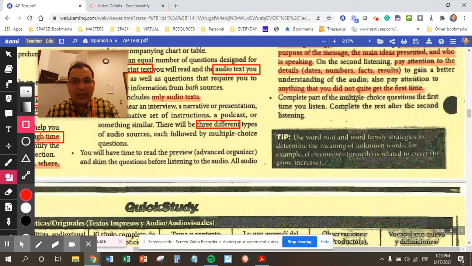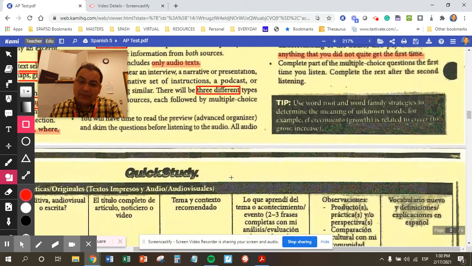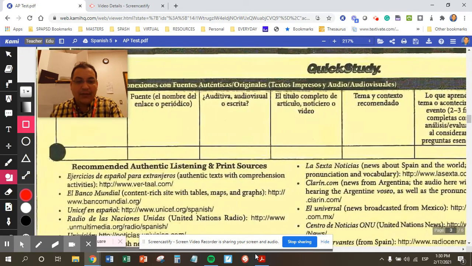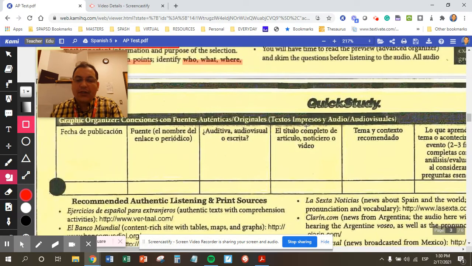Just answer what you can. If you cannot answer, just guess, right? All right, so cognates are good, most of the time. Sometimes they can be tricky, but most of the time you're fine with cognates. All right, we're going to stop here and we're going to jump to video number 10 later on.